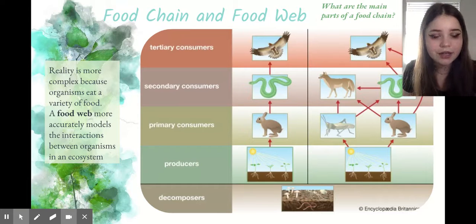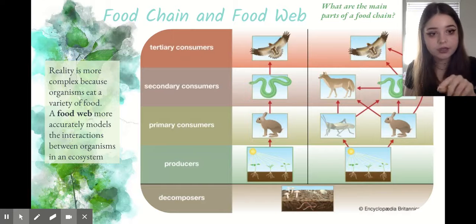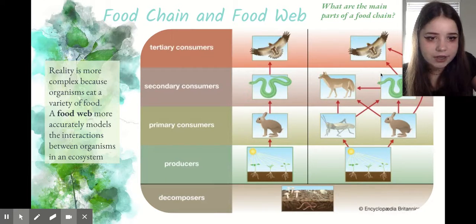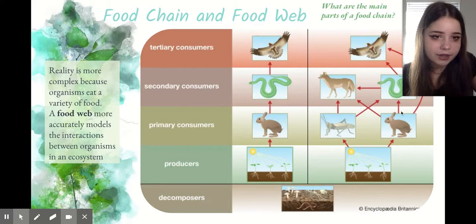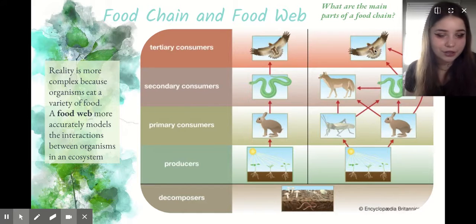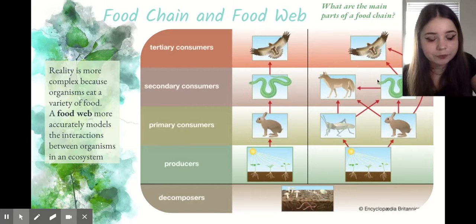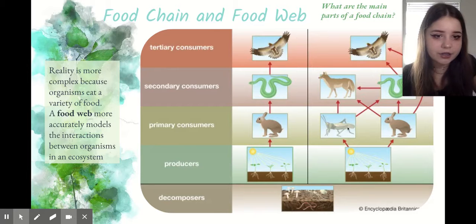So you see that the rabbit goes to the coyote, it goes to the snake, and it goes to the hawk. Like over here, let me show you guys. So you have this hare, it's going to go to the coyote, it's going to go to the snake, and it's going to go all the way to the hawk, right? So there are multiple pathways. Over here, this little grasshopper can go to the coyote, and it also goes to the snake.